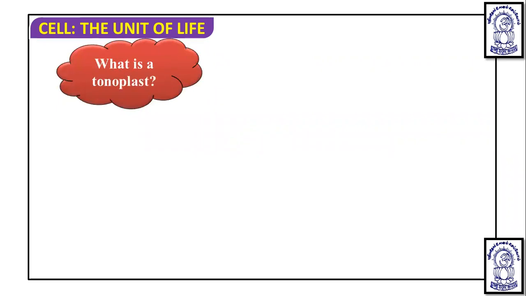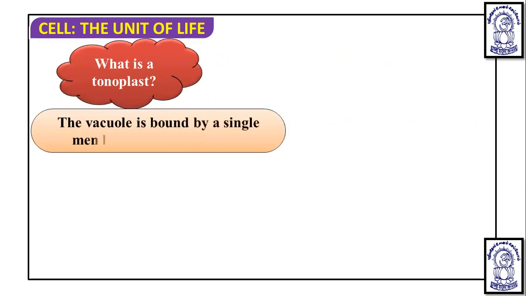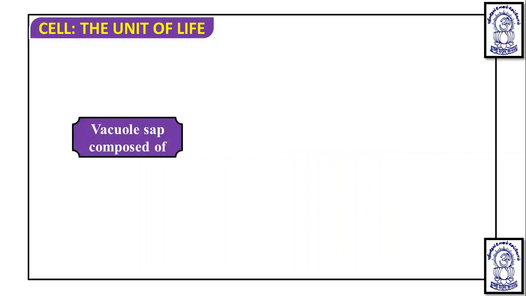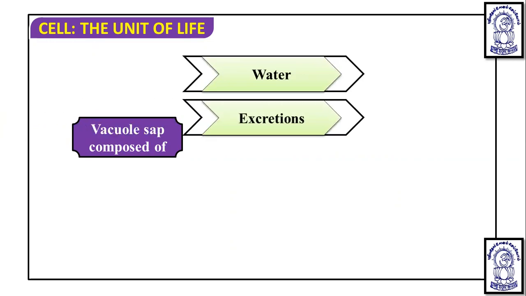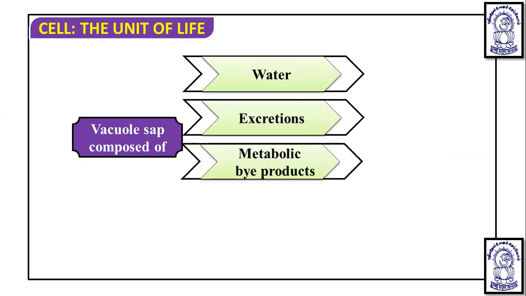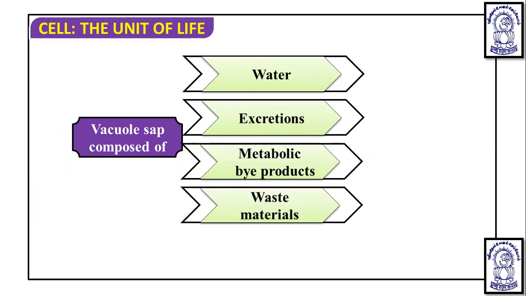Now, what is this tonoplast? We have just studied that the vacuole is bounded by a single membrane called the tonoplast. The vacuole has a vacuole sap, which is composed of water, some excretory materials, some metabolic byproducts, and some waste material which are not useful for the cell. All these are packaged within the tonoplast, covered by a single membrane.